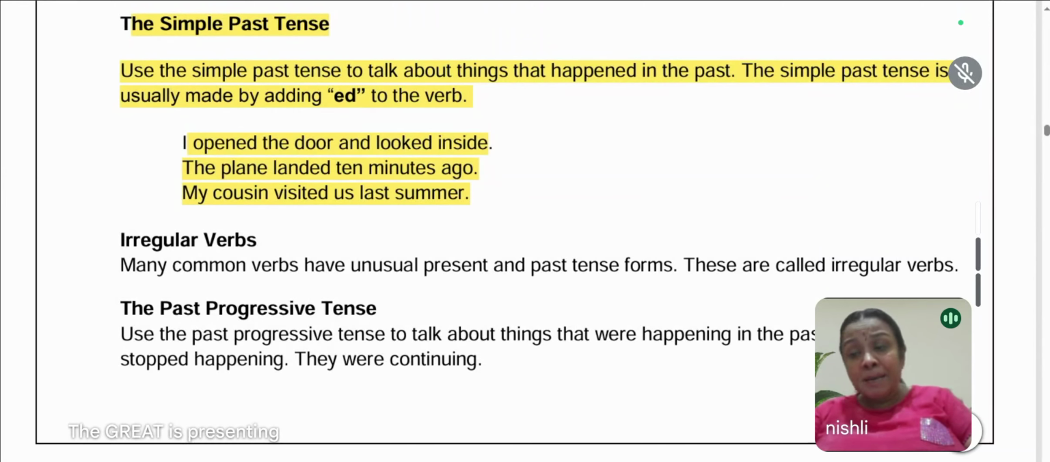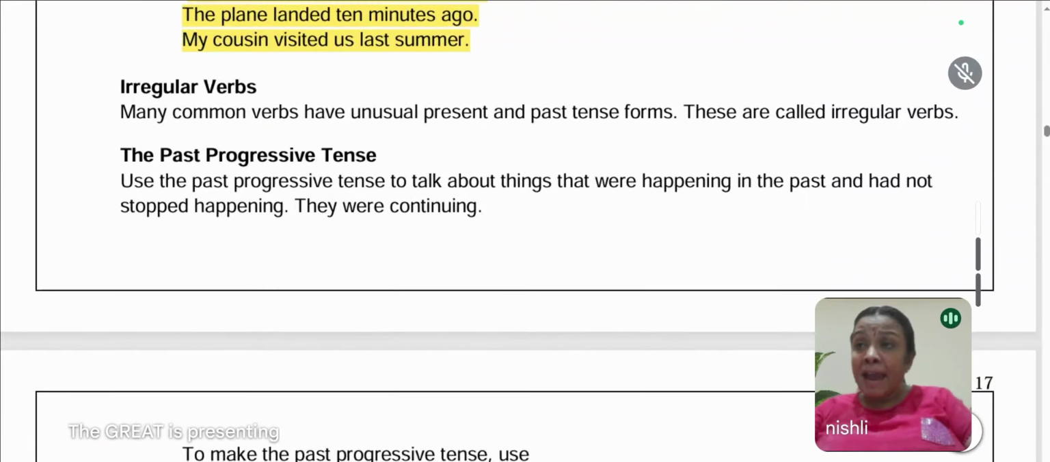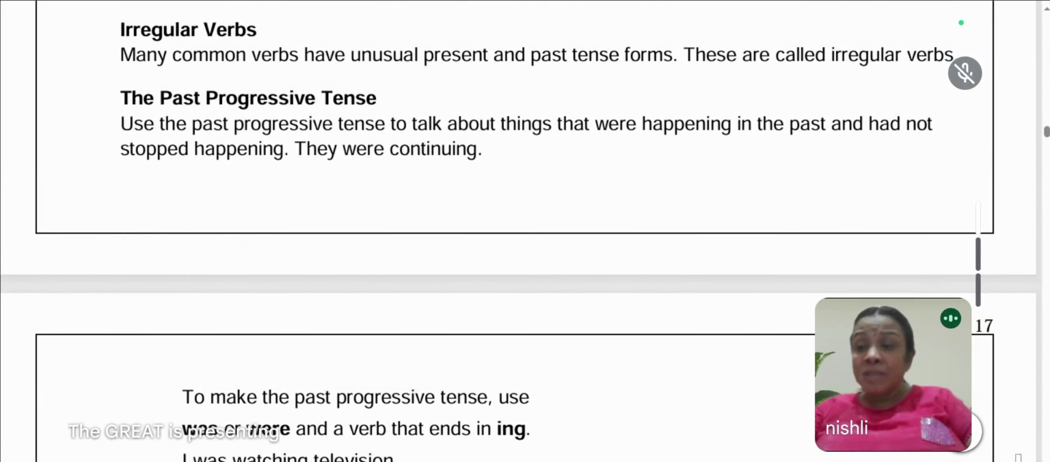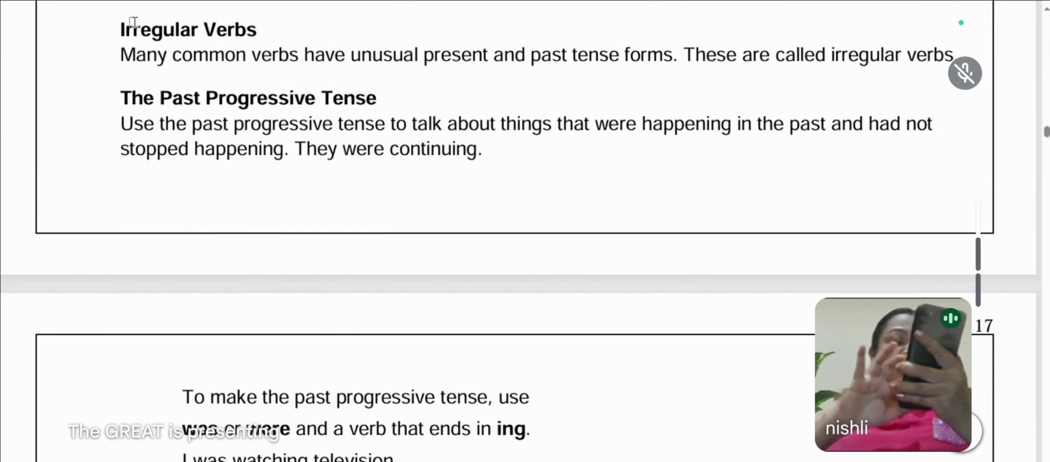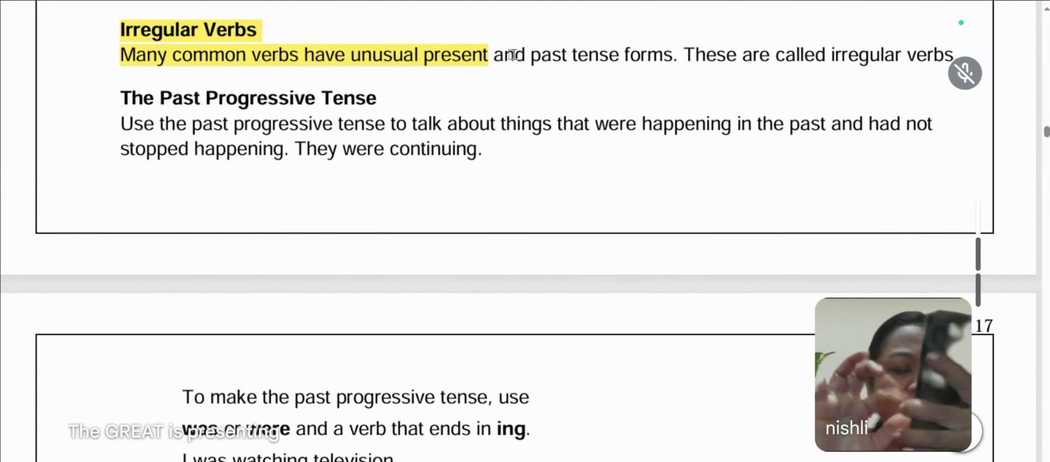I ate breakfast. I ate dinner. I had my dinner. So the present tense is have, and the past tense for have is had. Can is could. So things like that. Drive is drove. Drive becomes drove. Then there are irregular verbs. Many common verbs.